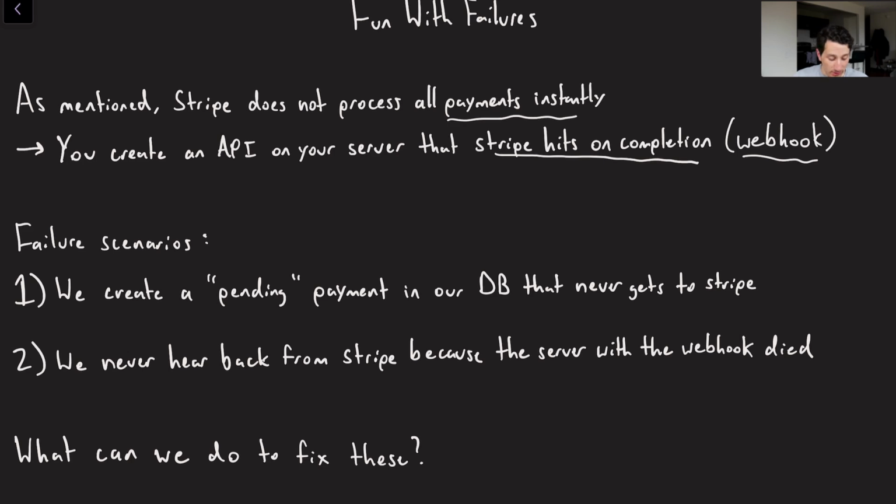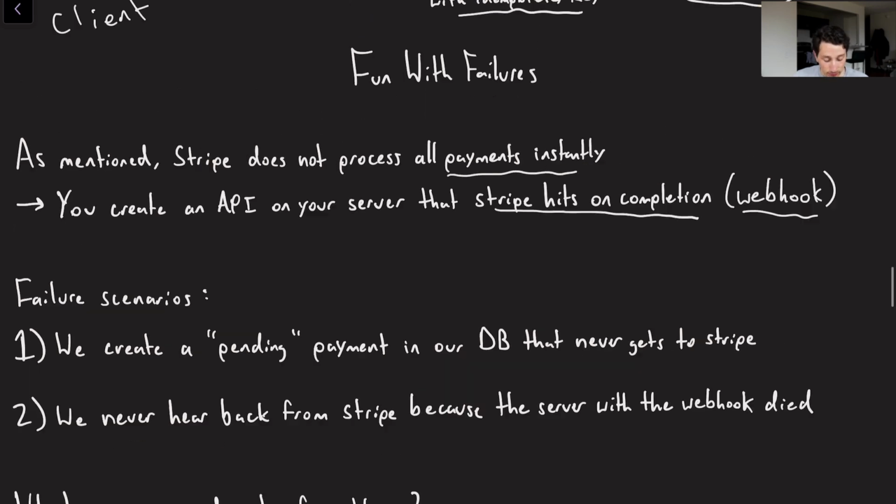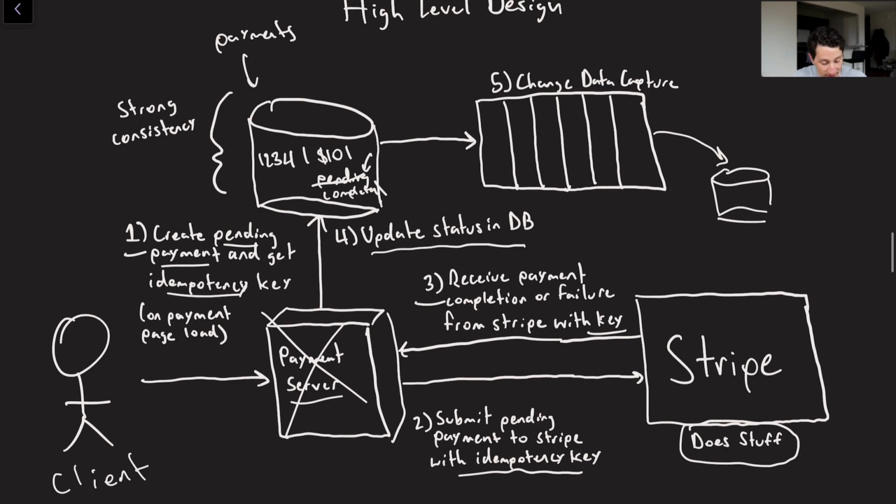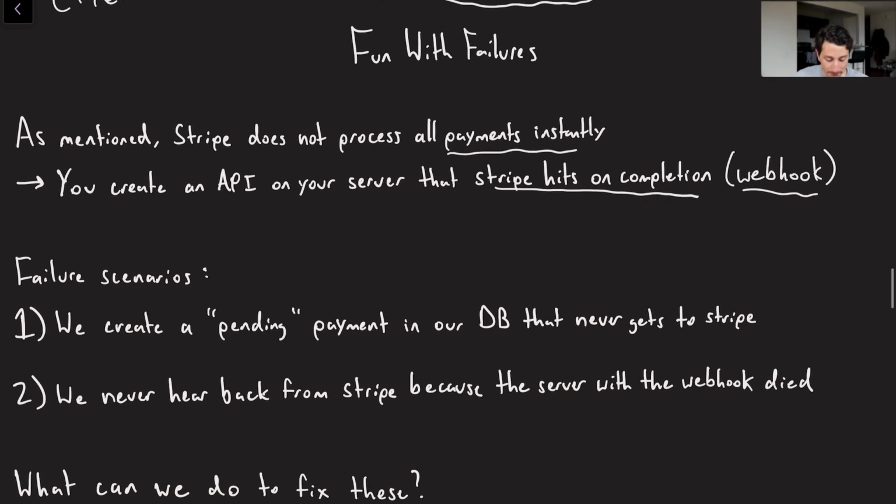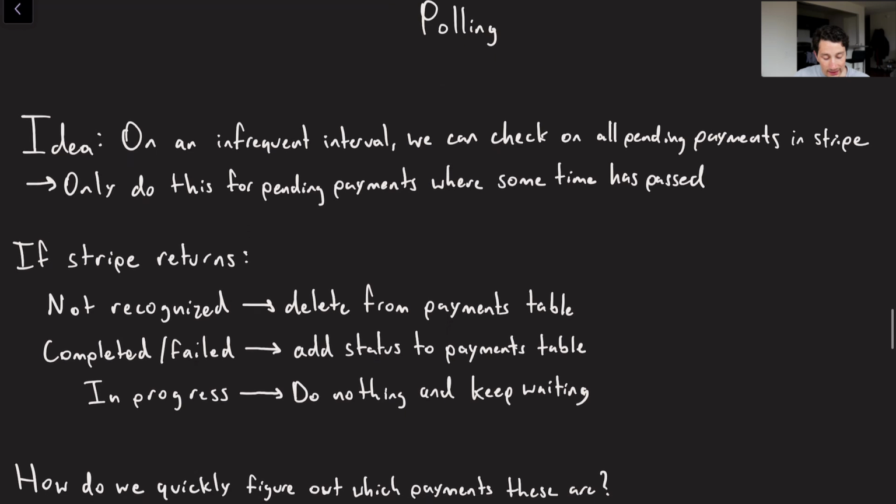Failure scenario number 2, which is also going to be a problem, is that we submitted step 2, we said to Stripe, hey, go process this payment for us, and then Stripe has some sort of webhook saying, hey, we're going to reach out to this particular payment server right here, some URL that it exposes. However, maybe our payment server went down, and as a result, now there's no webhook that's actually exposed. So we never hear back from Stripe. So what can we do to fix these?